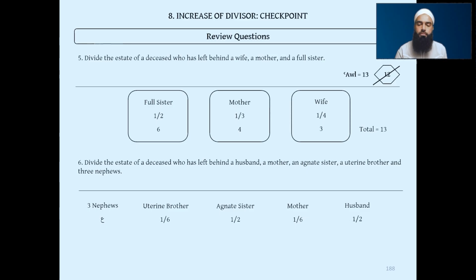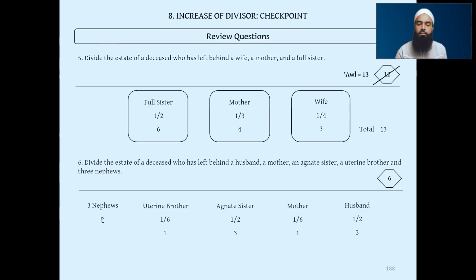So we see there's 2 1/6 and 2 halves. So we use the group 1, the number 2, multiplied by 3, we get 6 as our divisor. Husband gets half of it, which is 3. Mother gets 1/6 of it, which is 1. Agnate sister gets half of it again, which is 3. The uterine brother gets 1.